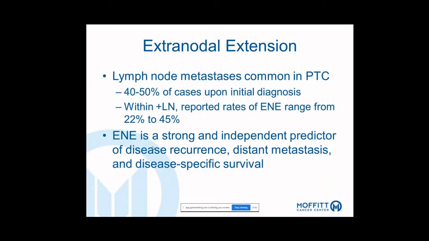The reason why that's important is because, as you know, lymph node metastases are very common in PTC. Up to 40 to 50% of cases have metastases at the initial time of diagnosis. And within those lymph nodes that are positive, the reported rates of ENE range from 22% to 45%. ENE is a strong and independent predictor of disease recurrence, distant metastasis, and disease-specific survival.